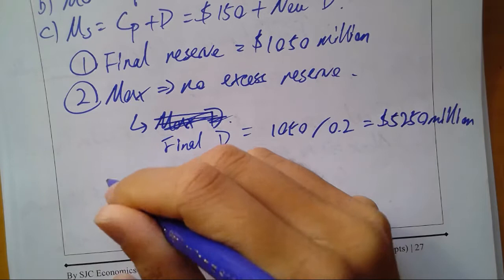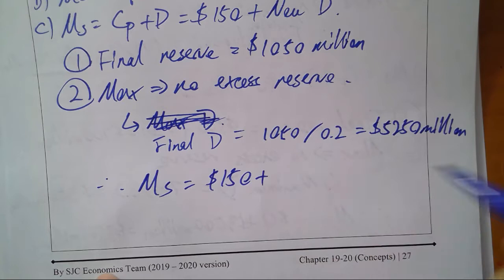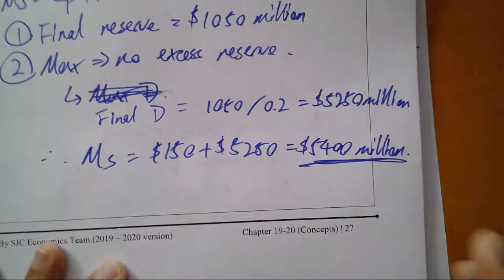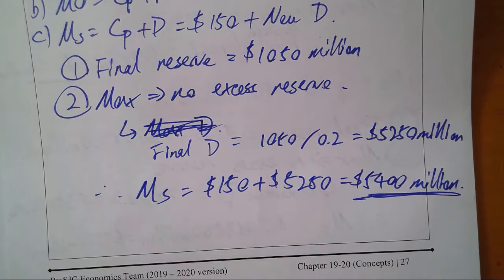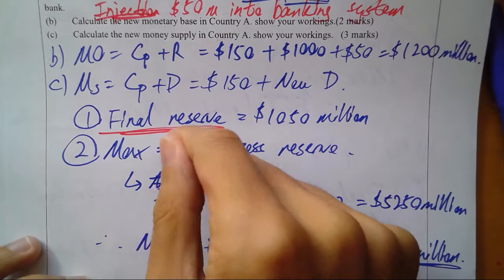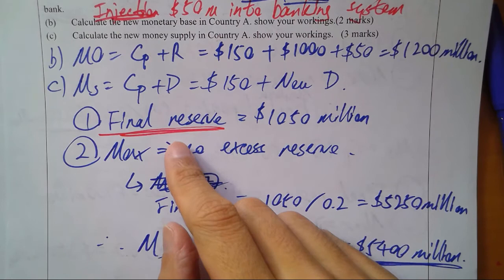Therefore, money supply would be 150 plus 5,250, which is 5,400,000,000. Okay, now, do you see, throughout these questions, we have never dealt with any excess reserve. We only hold a key point of final reserve. Now, I hope you understand the importance of holding a final reserve. Okay, so this will be for this question.